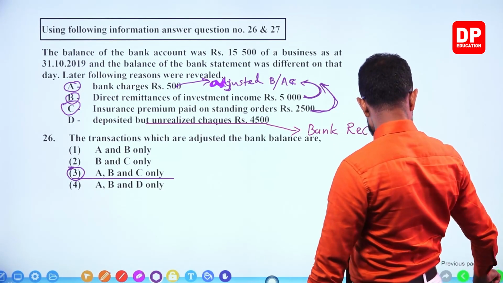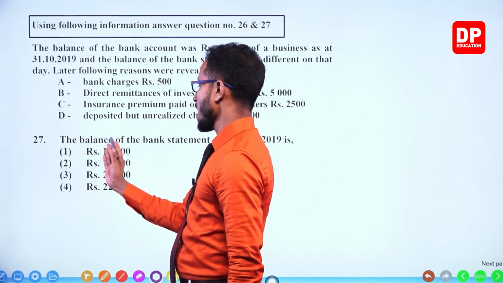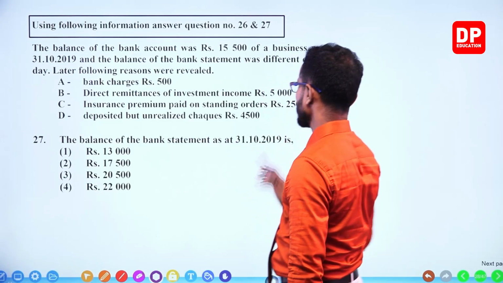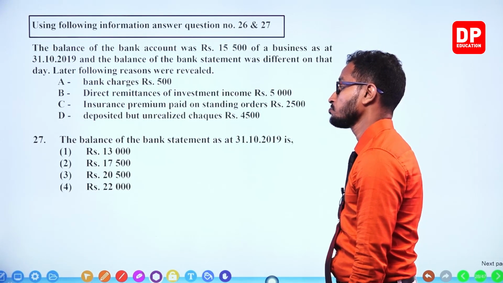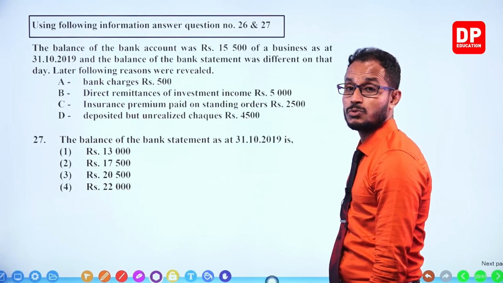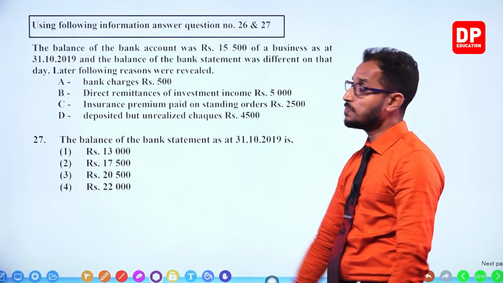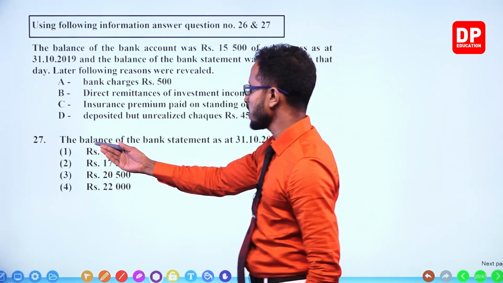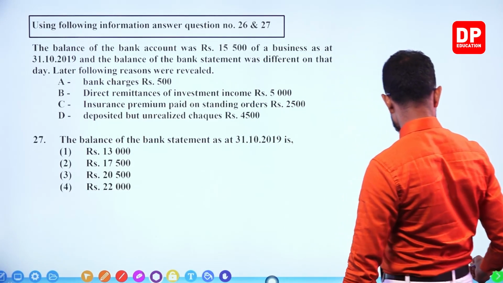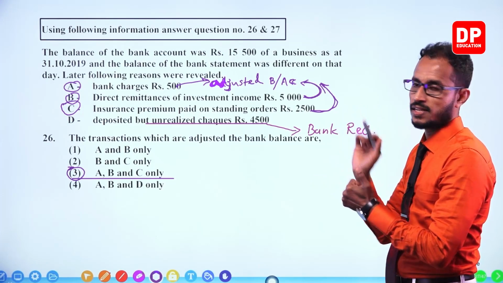So this is the 27th. The balance of the bank statement as at 31st. For that, you must prepare the bank rec, right? You don't need to prepare the statements, but we'll do a calculation. They're asking the balance of the bank statement. Okay. We'll go to this slide because information is marked on this slide.